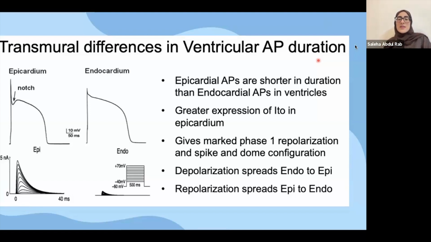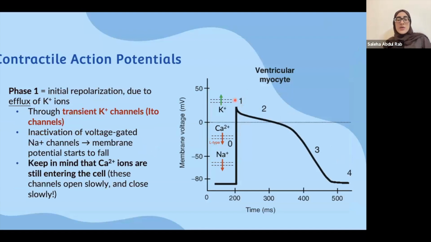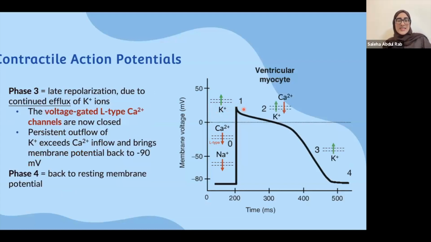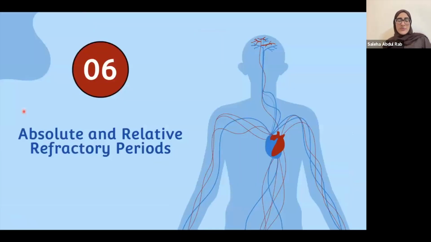The purpose of this is because there is a greater expression of Ito channels in the epicardium. Now, if you let me go back a few slides, the Ito channels were the ones that open in the initial repolarization. So when there's more of these channels, the initial repolarization occurs quickly. And here you'll see that in this image here. So it is more of a notch. Instead of a peak, you now have a notch. And that's what happens in the epicardium. And that's really it for that slide.